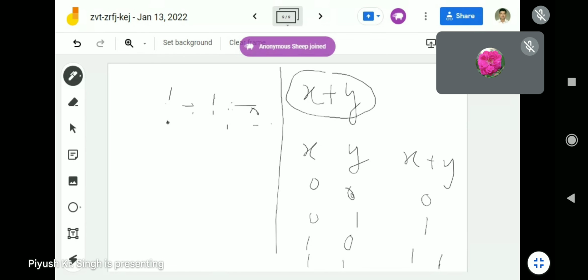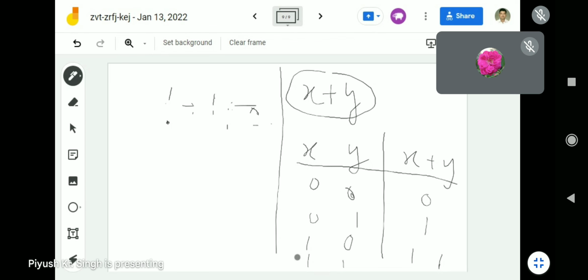I'm asking you one thing more. Just see that. What is this? Again, I'm asking the same question, just to change your viewpoint. What you said until now is correct. We are giving x and y as input, and you are getting x plus y.